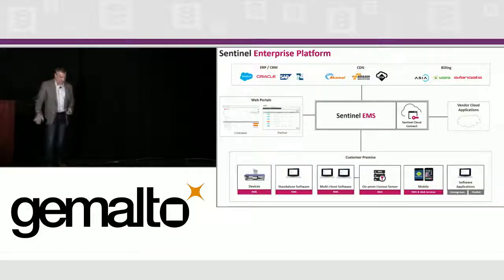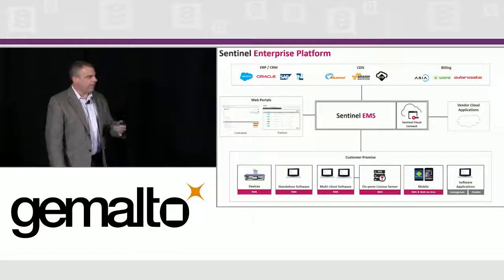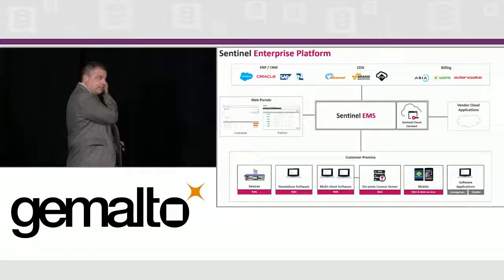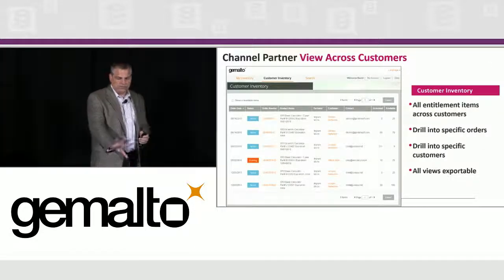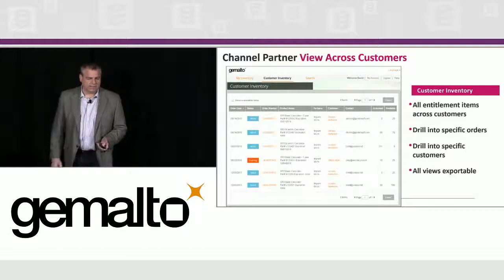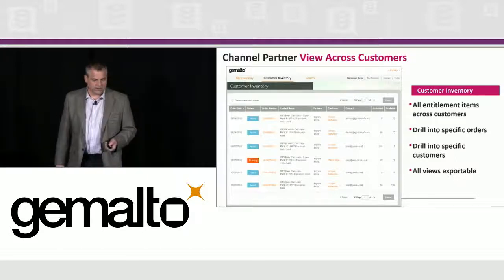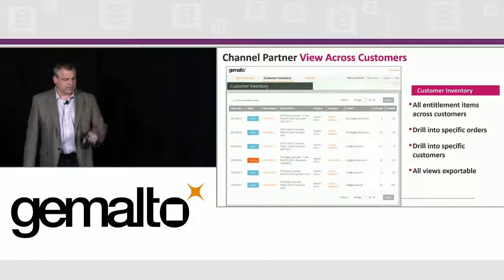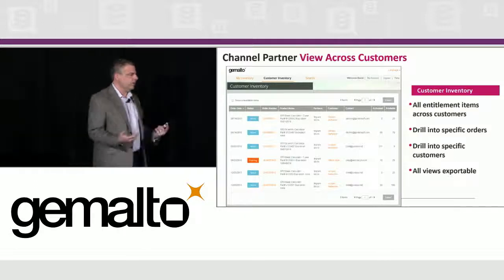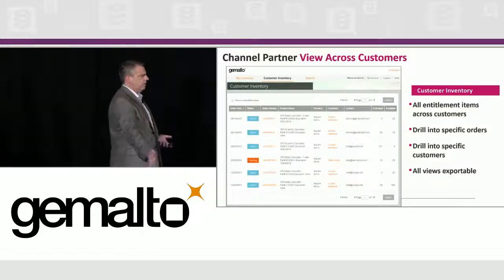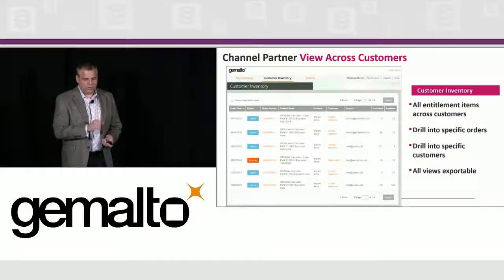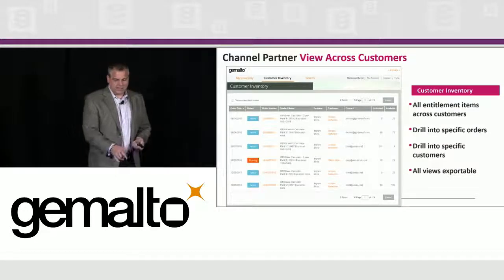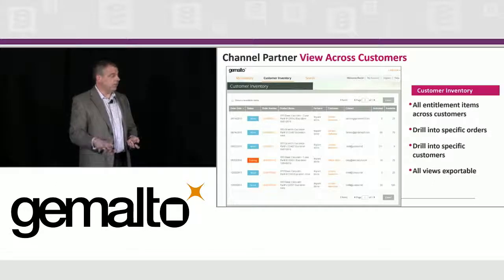All right, so that's where we are, and that offering should be done in just a few weeks. I took a few screenshots just to highlight some of the things that I think are pretty good. So this is a customer inventory. If I'm a channel partner, and John, if I'm a field technician, let's say for Johnson Controls, I log into the portal, I can see an entitlement view across my customers.